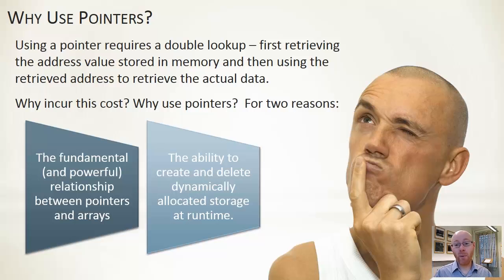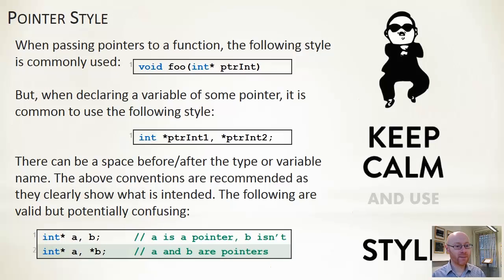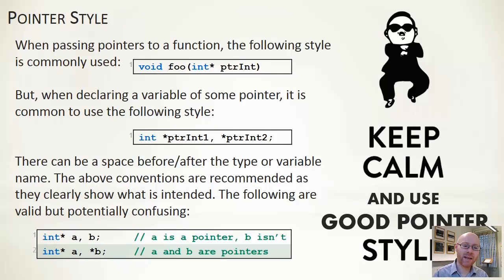A little bit about pointer style. There are two common ways of actually styling this out. In the fragment of code at the top, we're calling a function called foo. It accepts an integer pointer, and the common format there is you have the type, followed by the pointer symbol, then a space, and the variable name.